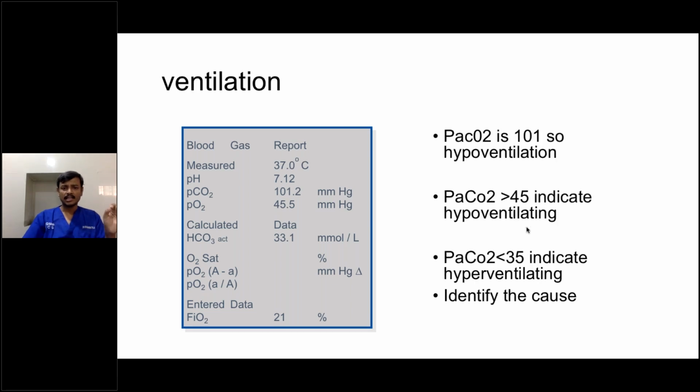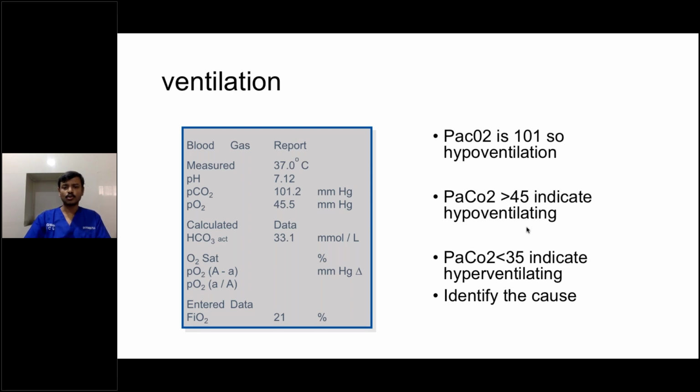So next come to the ventilation. The moment we say ventilation, you have to look into the carbon dioxide. Normal carbon dioxide for the calculation point of view is 40. Even though 35 to 45 is the range, we will take 40. Here PaCO2 is around 101, very high. If carbon dioxide retention is there, it means the patient is not breathing well. There is a hypoventilation. We use the word hypoventilation when the carbon dioxide concentration is high. If the carbon dioxide is low, then we call it hyperventilation. So this is the status of ventilation.